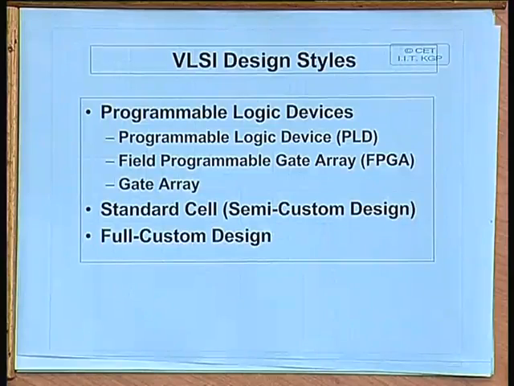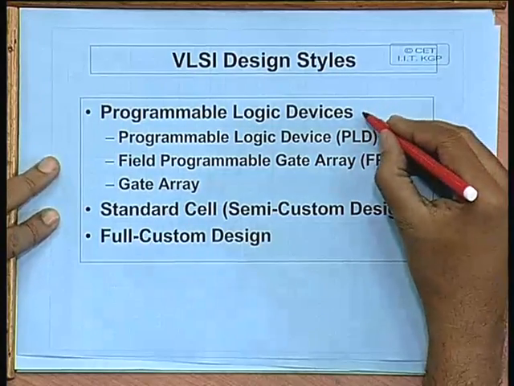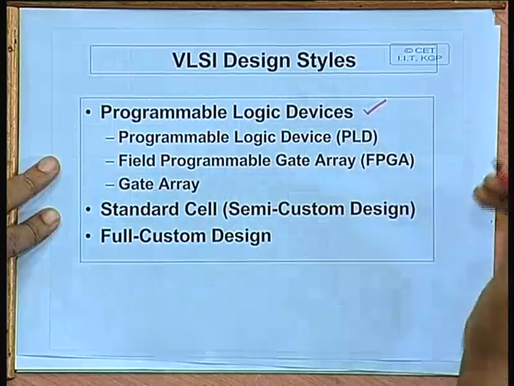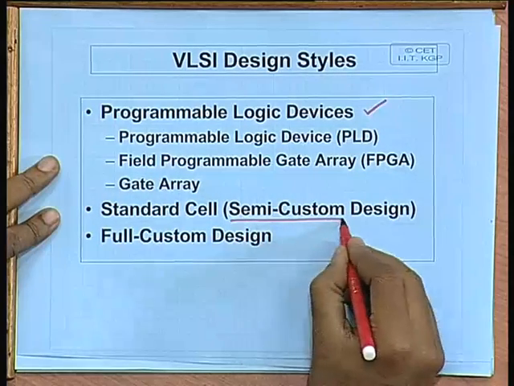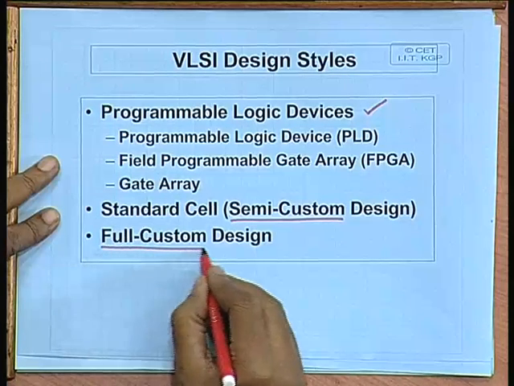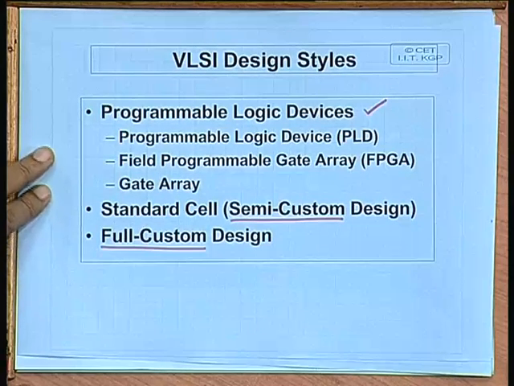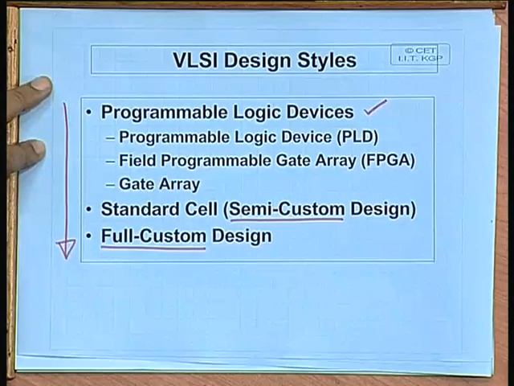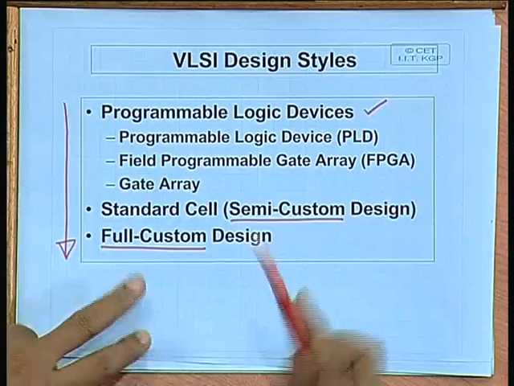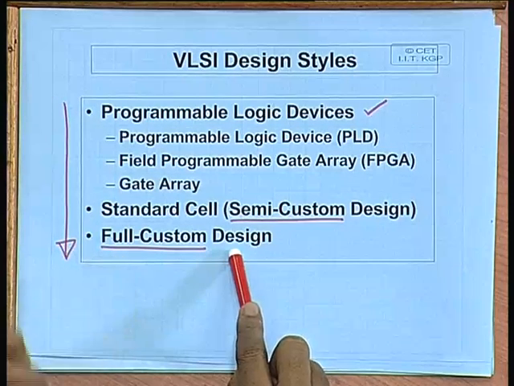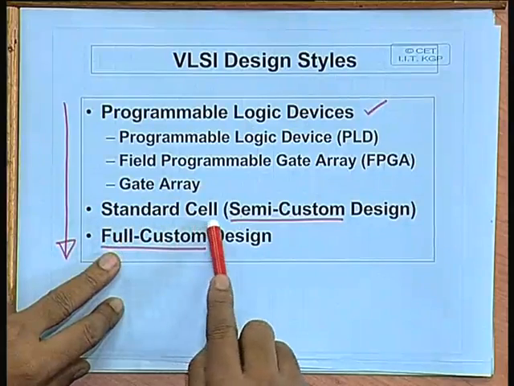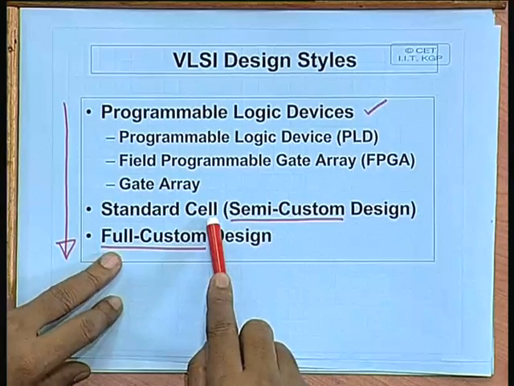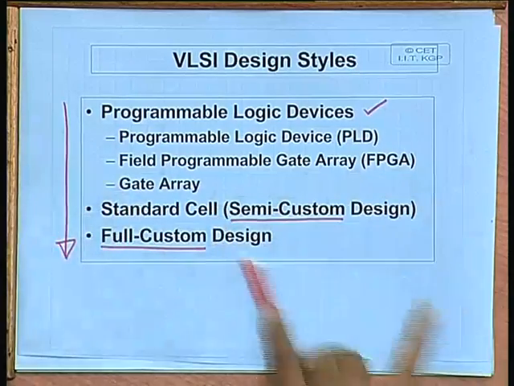Broadly speaking, there are three different styles. One is using programmable devices, another is called semi-custom design, and the third one is called full custom design. The complexity goes up in this direction. Full custom design means you are trying to design almost everything from scratch. Semi-custom design means you are trying to utilize some kind of standard cells which are available in the library, and you pick and select them and put them on the floor of silicon and interconnect them.